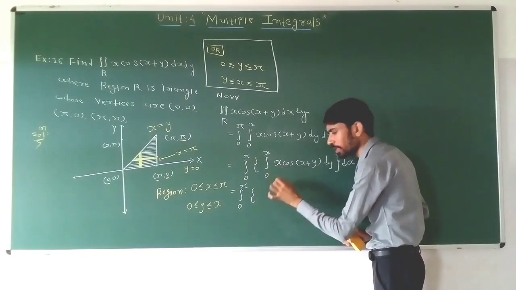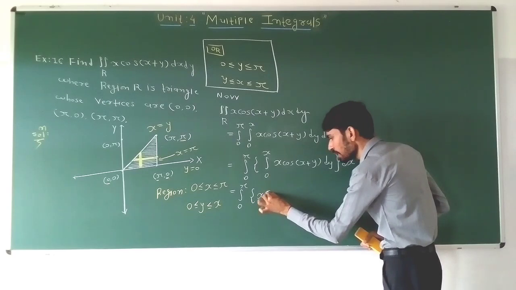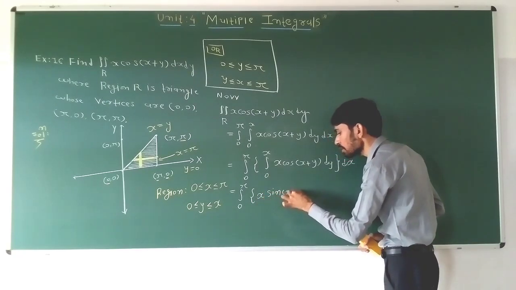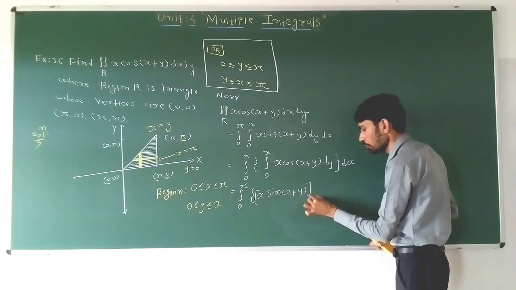So the integration of this is x as it is. The integration of cos x plus y is sin x plus y, and the limit is 0 to x.